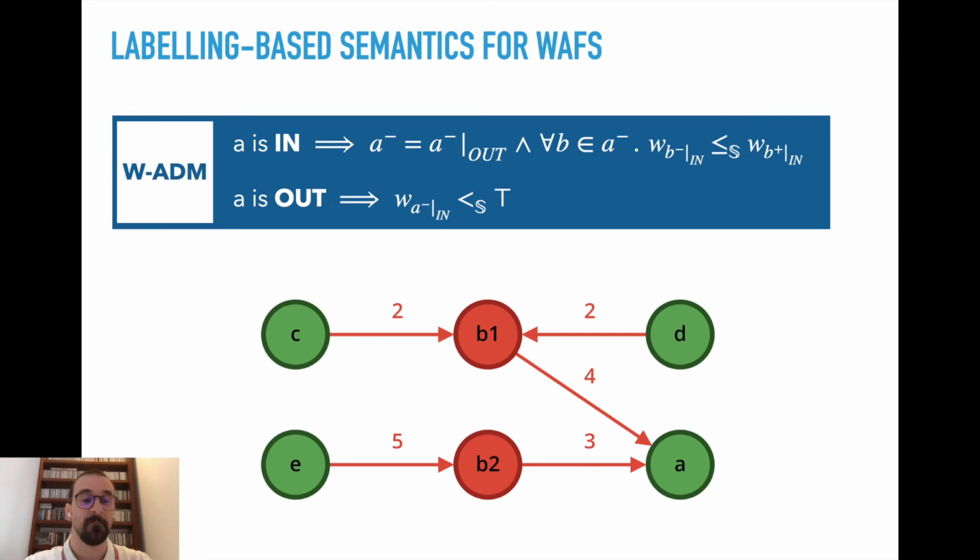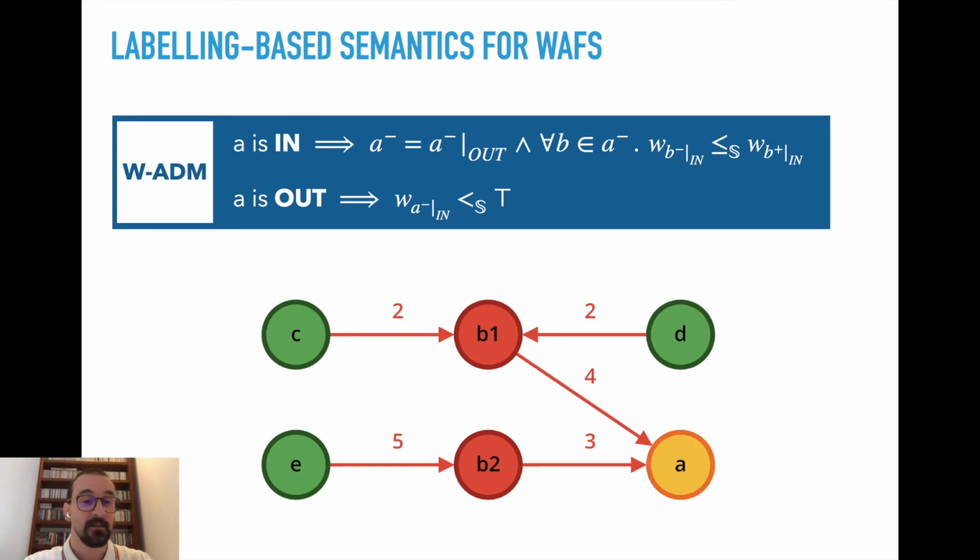for each attacker B of A, say B1 in this example, the combined strength of the attacks from B towards other in arguments must not be greater than the combined strength of the attacks coming from in arguments, for instance C and D in the example, towards B. And this must be true for all the attackers of A, so it also applies to B too in this example.